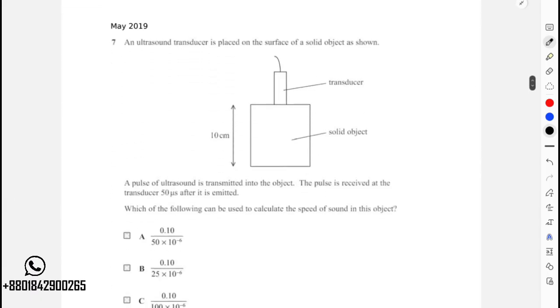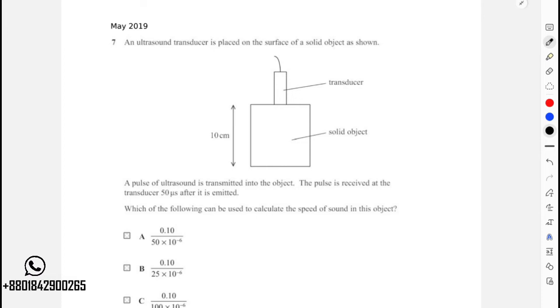Then again, this is a transducer, a solid object, and that is 10 centimeter length. It says an ultrasound transducer is placed on the surface of a solid object as shown. A pulse of ultrasound is transmitted into the object. The pulse is received at the transducer 50 microsecond after it is emitted. Which of the following can be used to calculate the speed of sound in this object?